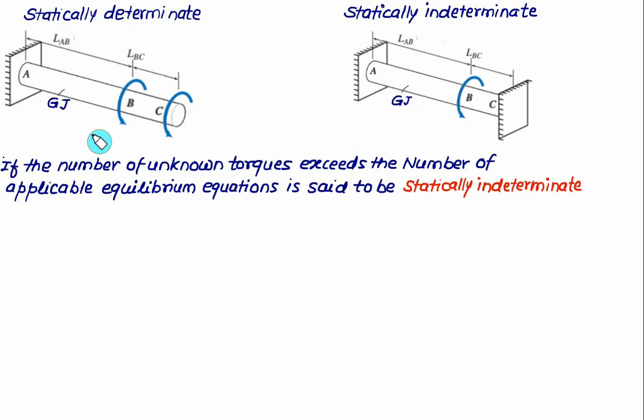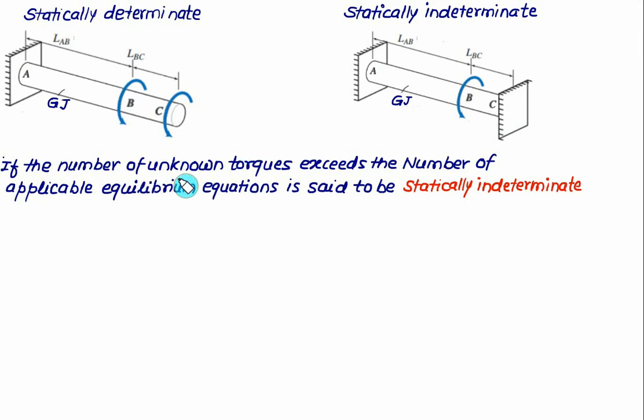But suppose we have a shaft subjected to one constant load, or maybe two constant loads. That doesn't matter. What matters is that both the ends are fixed. If both the ends are fixed, then you have to apply one additional equation, called the compatibility equation, because the summation of torque is not sufficient to find the reaction torque at A and the reaction torque at C, that is, the torques in AB and BC.